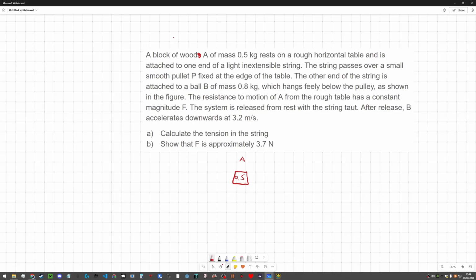Got a block A, mass 0.5, rests on a rough horizontal table. Rough means there's going to be friction involved. Does everyone here know how to deal with friction? Just to check.